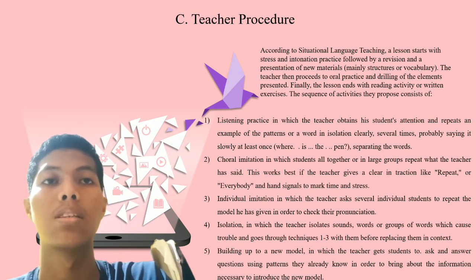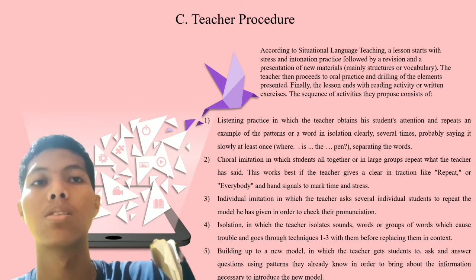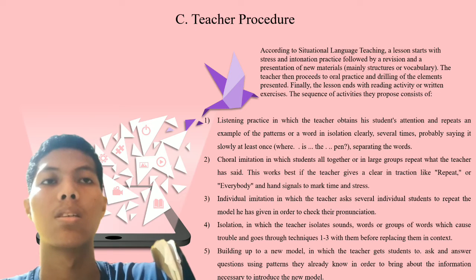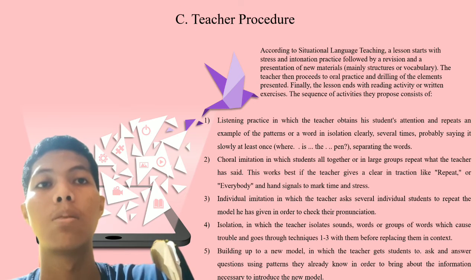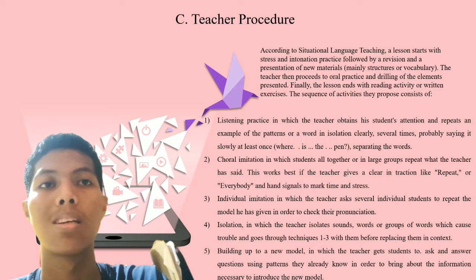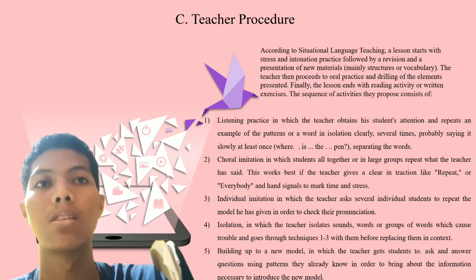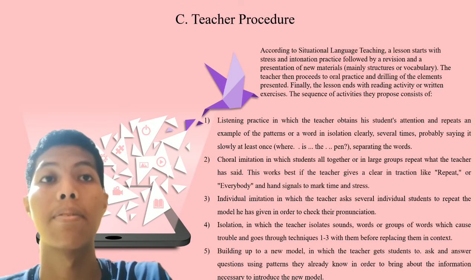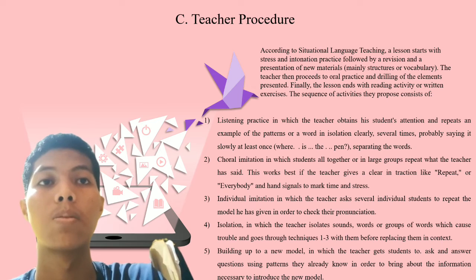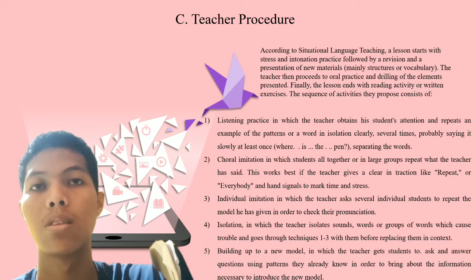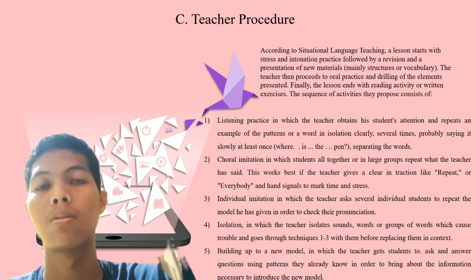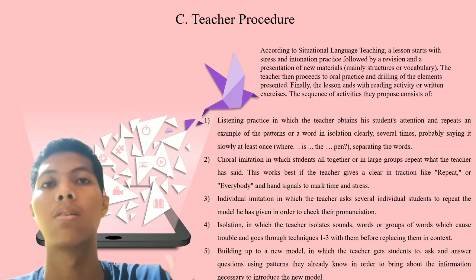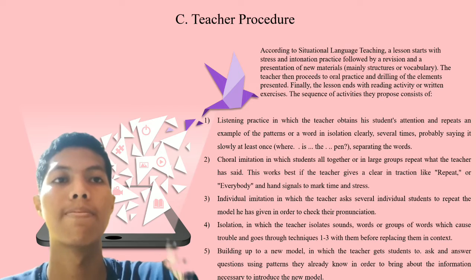The fourth, isolation, in which the teacher isolates sounds, words or groups of words which cause trouble and goes through techniques 1 to 3 with them before replacing them in context. Number 5, building up to a new model, in which the teacher gets students to ask and answer questions using patterns they already know in order to bring about the information necessary to introduce the new model.